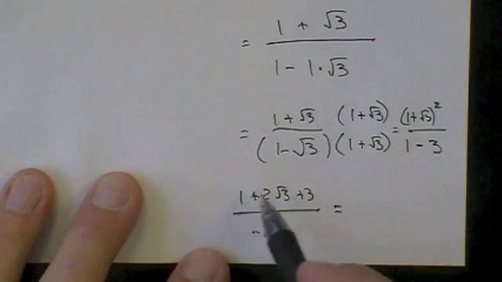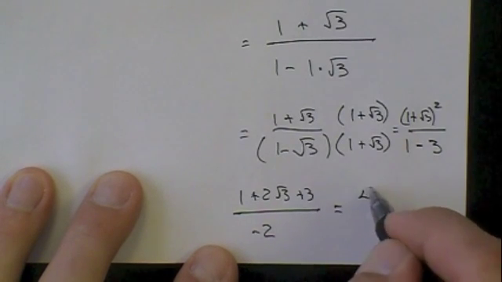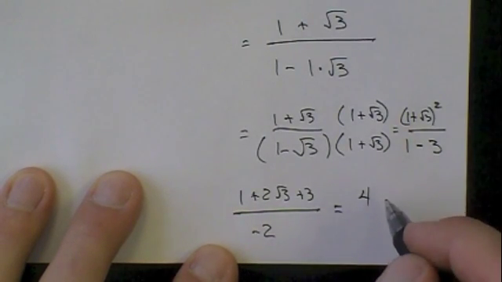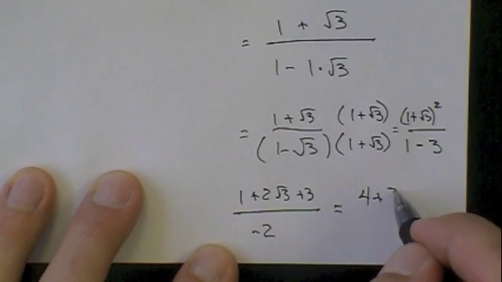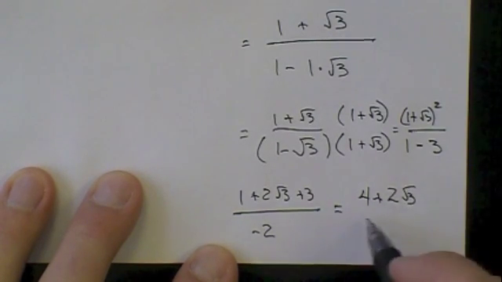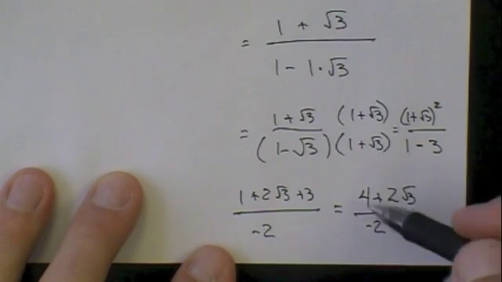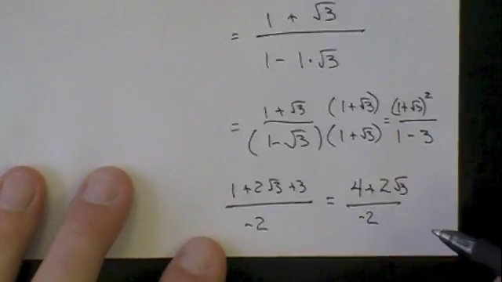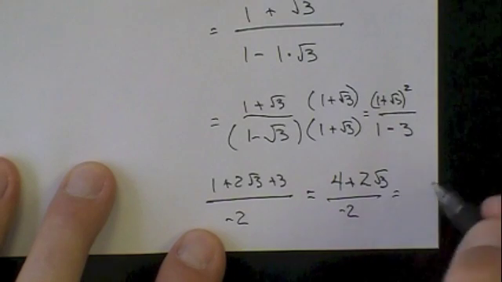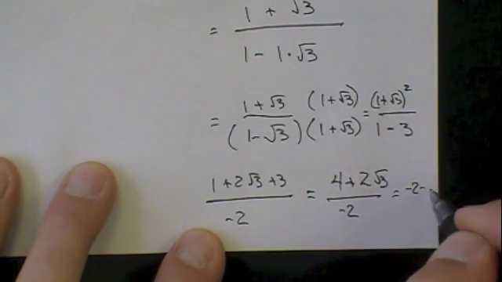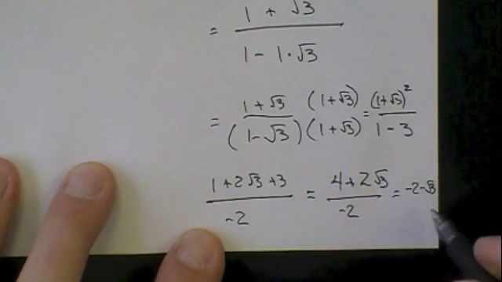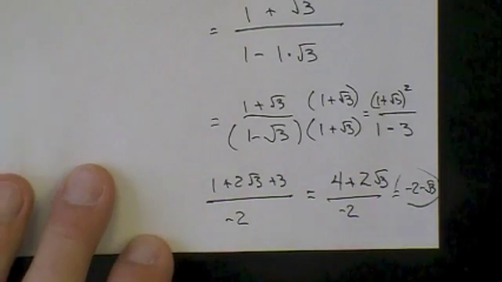Now we have the 1 plus 3 gives us a 4 plus 2 square root 3 all over our negative 2, and we can divide each of those values now by negative 2. So we have a negative 2 minus square root of 3. That would be our exact answer.